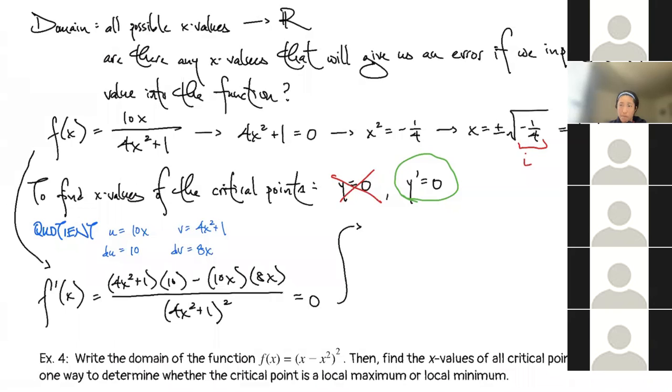Okay, let me say that one more time. The only way to get a fraction to have a value of 0 is if the numerator equals 0. So in this next step, I'm not going to have a fraction anymore because I don't care about what the denominator is. I only care about what makes the numerator equal to 0.